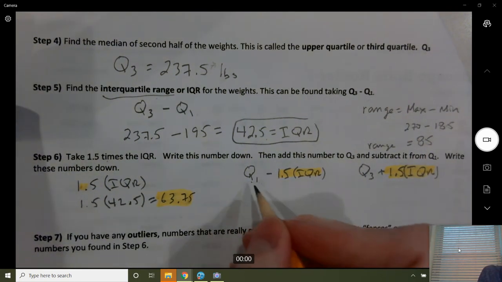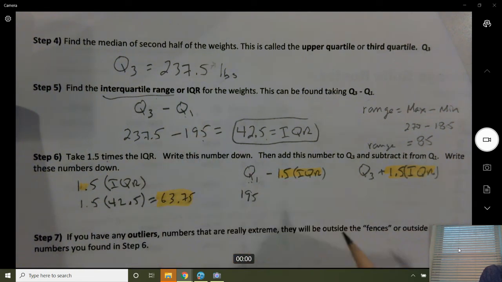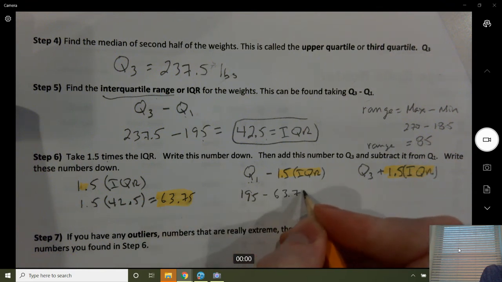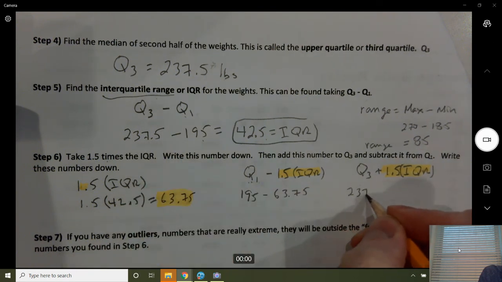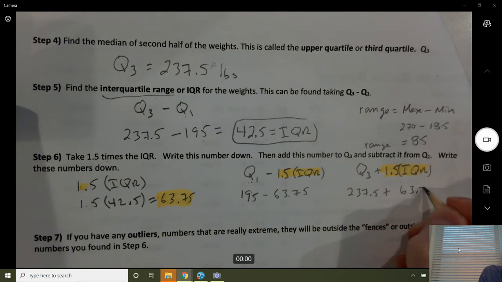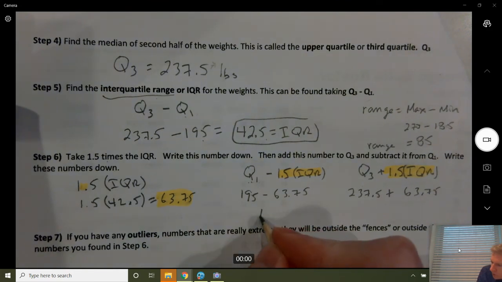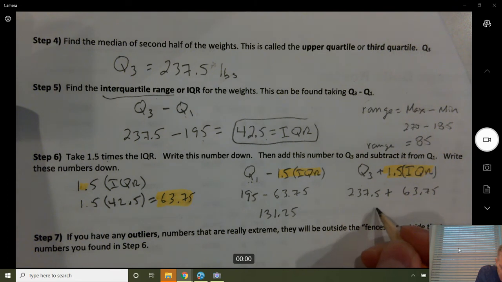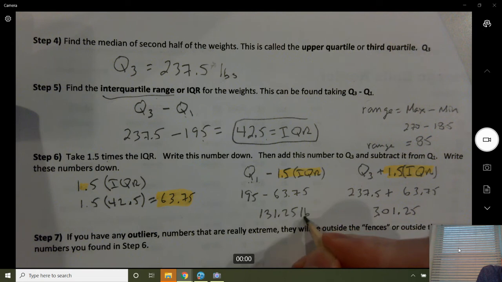So we want the Q1, which was 195, minus 63.75. Then we want our Q3, which was 237.5, plus 1.5 times the IQR. Okay, and this comes out to be 131.25, and this comes out to be 301.25. This is in pounds.